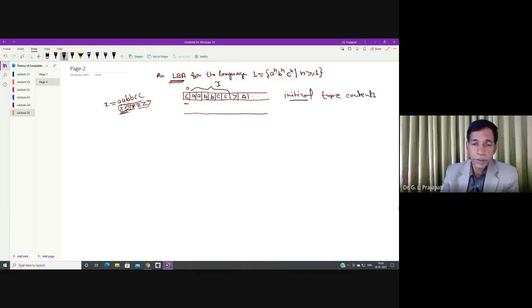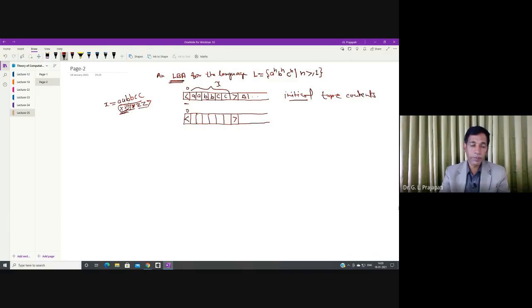So initial tape content is like this. Now during the process of the input in the LBA, your tape may contain different symbols. So this is the square 0, and you have the blank symbol. Okay, so you are having A, then you have the B, C, C, and then you are having the right angular bracket. So how can we process?